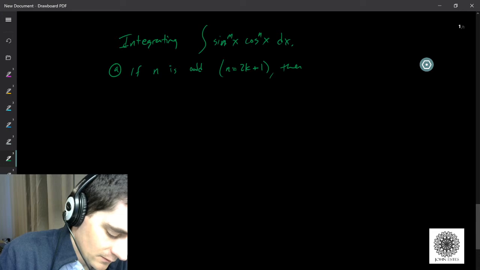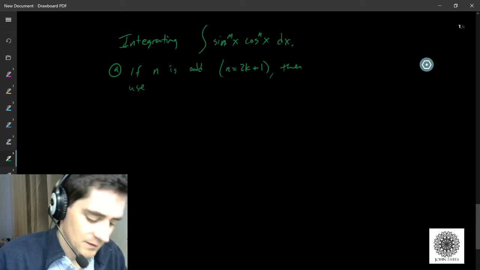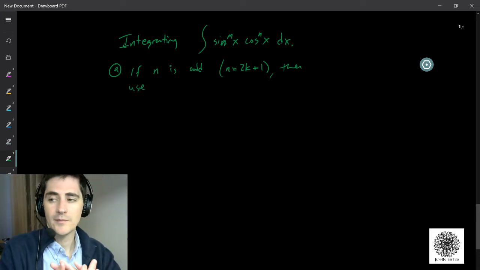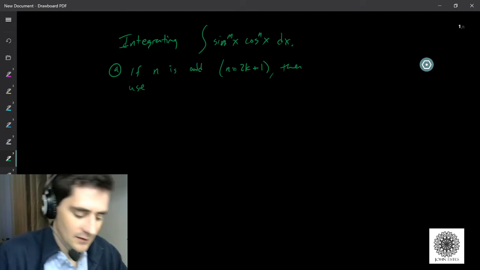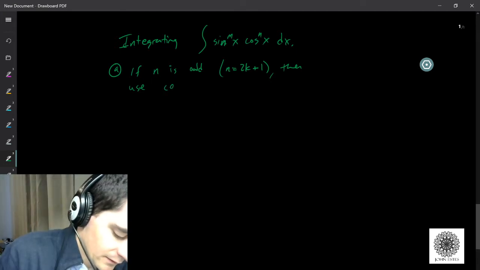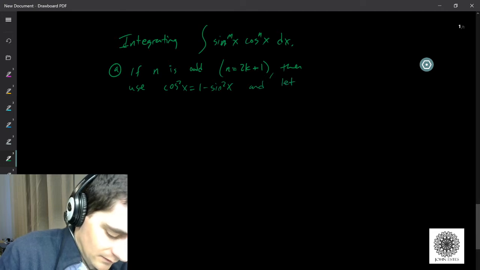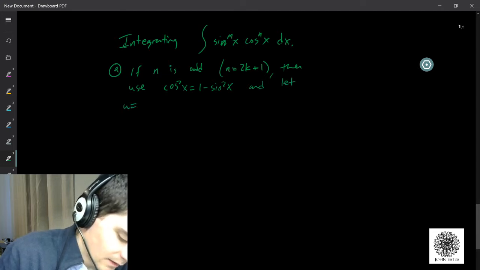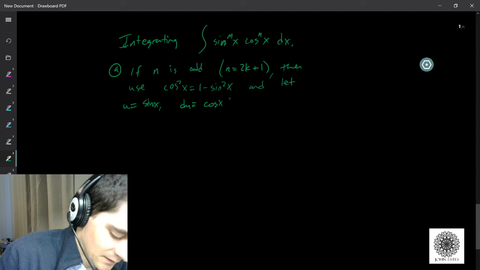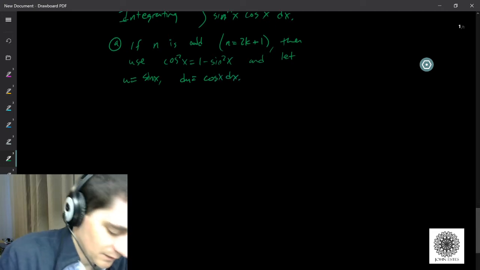Then you can use, so this time cosine is to an odd power, we're going to take out a cosine. We can use that cosine squared x equals 1 minus sine squared x, and let u be the sine x and du be your cosine x dx. So it'll look something like this.